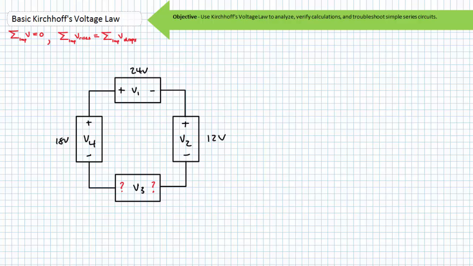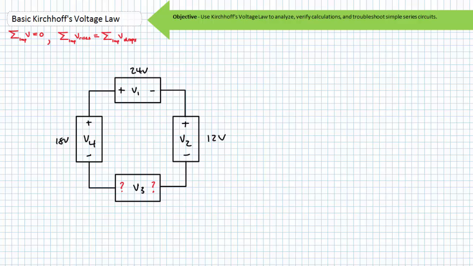Traveling negative to positive means a rise. Traveling positive to negative means a drop. The sum of voltage rises always equals the sum of voltage drops. In no situation is this more prevalent than the unknown element problem. It doesn't matter if an unknown element is designated a passive element or an active source. The sum of voltage rises will always equal the sum of voltage drops.